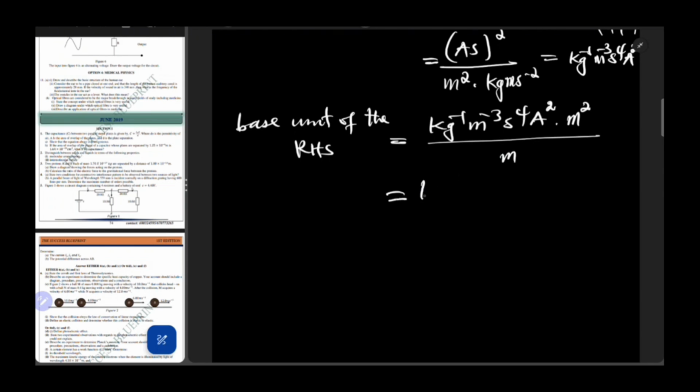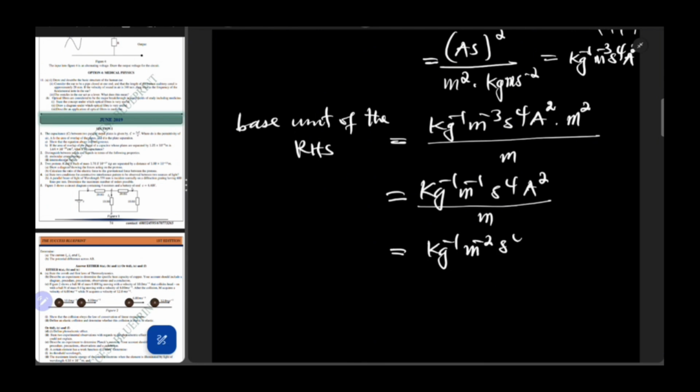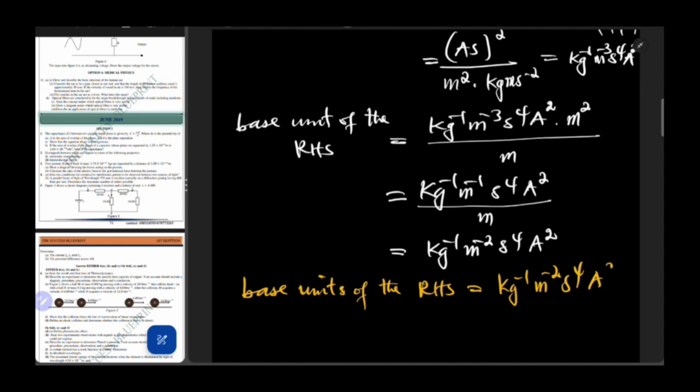This will give per kilogram. Meters cube times meters squared will give me per meter squared second to the power 4 ampere squared divided by these meters, which further boils down to per kilogram per meter squared second to the power 4 ampere squared. So the base unit of the right hand side will be equal to per kilogram meter squared second to the power 4 ampere squared.